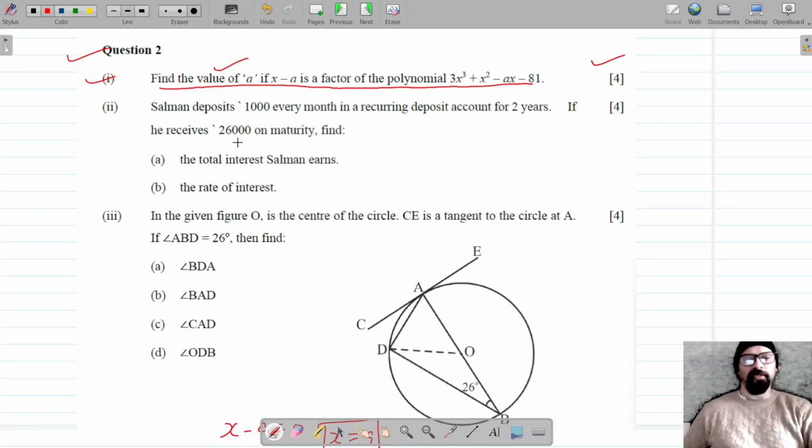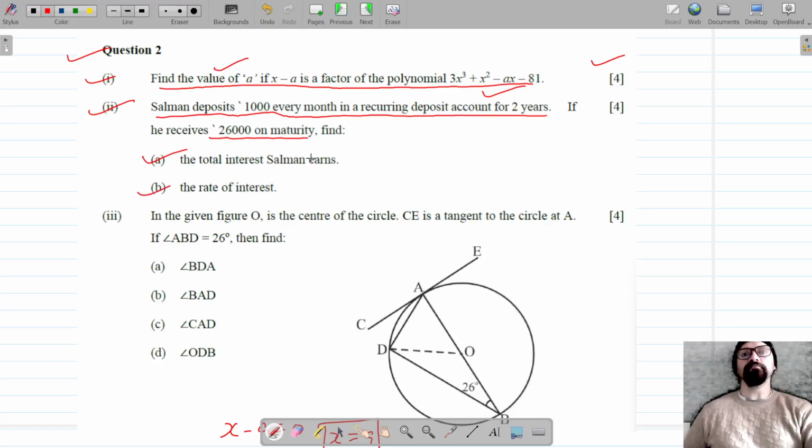So find the value of a, which is 3. Okay, moving on to the next part, which is question. Salman deposits 1,000 every month in a recurring account for 2 years. If he receives 26,000 on maturity, we have to find the total interest and the rate of interest.